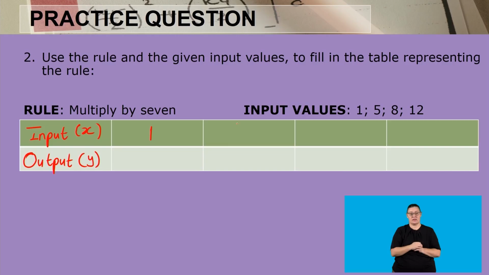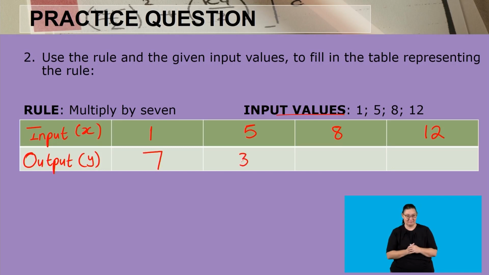So what input values have we been given? That is a 1, a 5, an 8, and a 12. So we are going to use these input values again to find the output values. But did you take note of the rule that we are going to use? Yes, we are going to multiply by 7. So each of these input values is going to be multiplied by 7 to get the corresponding output value. So what is 1 multiplied by 7? Yes, it is going to be a 7.